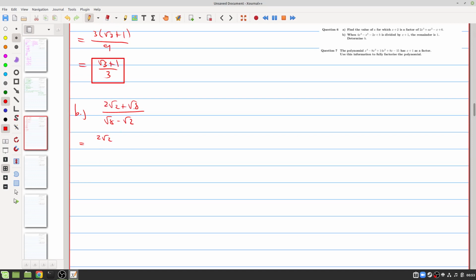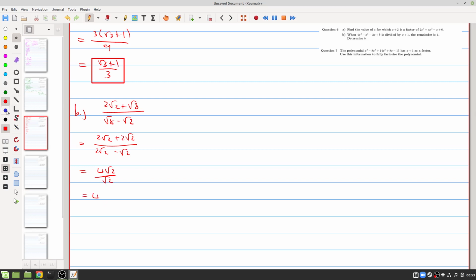So 2 square root 2, and then square root 8 is also 2 square root 2. And then, so square root 8 we said is 2 square root 2 minus square root 2. So this actually works out really nicely, because we've got 2 square root 2 plus 2 square root 2, which is just 4 square root 2. And 2 square root 2 minus square root 2 is just square root 2. So the square root 2's cancel out, and we're just left with 4.